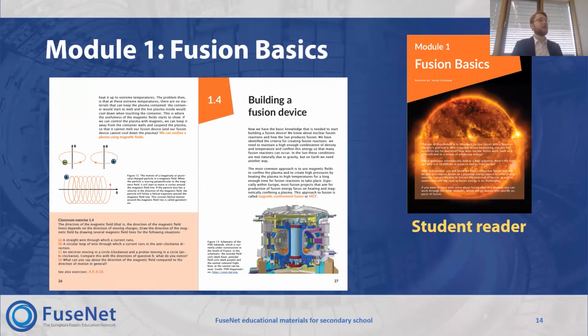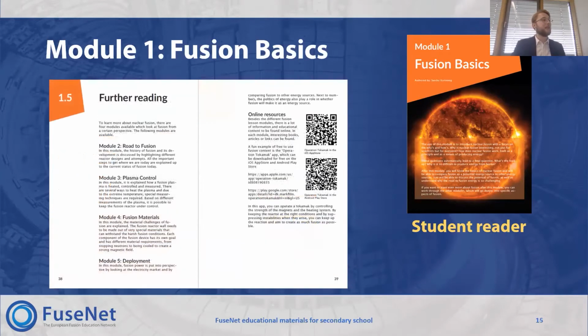Then the final paragraph is about building a fusion device. So by now, the students know why fusion is relevant, know what fusion is and how it works in the sun, know what a plasma is, how a plasma can be made. And then the final step is, how do we build a fusion device out of this on Earth? And then after that, we have a further reading, which is present in all of the modules, in which we put any extra links or useful content that could be useful for both students and teachers.